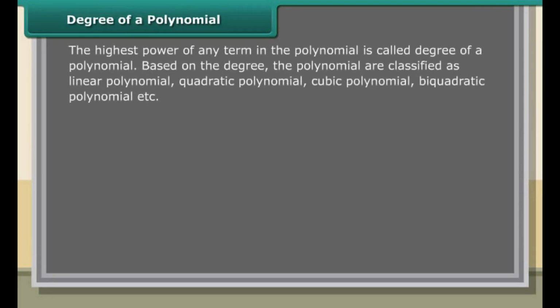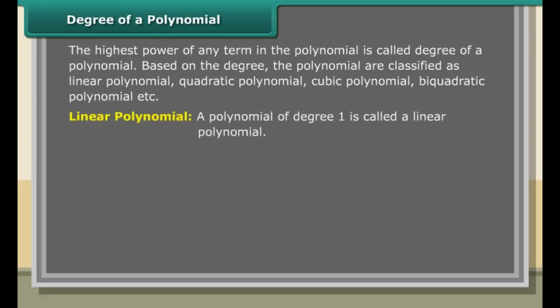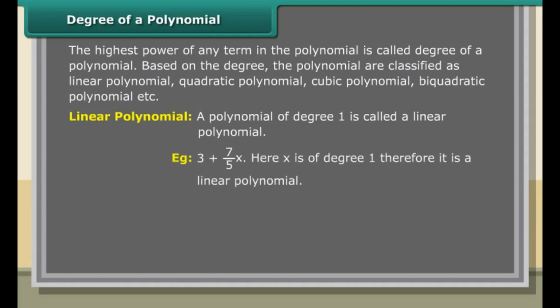Degree of a polynomial. The highest power of any term in the polynomial is called degree of a polynomial. Based on the degree, the polynomials are classified as linear polynomial, quadratic polynomial, cubic polynomial, biquadratic polynomial, etc. Linear polynomial. A polynomial of degree 1 is called a linear polynomial. Example, 3 plus 7 upon 5x. Here x is of degree 1, therefore it is a linear polynomial.